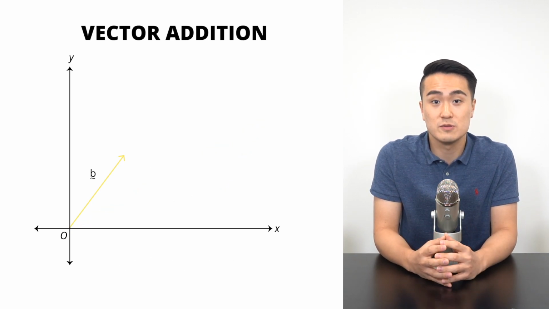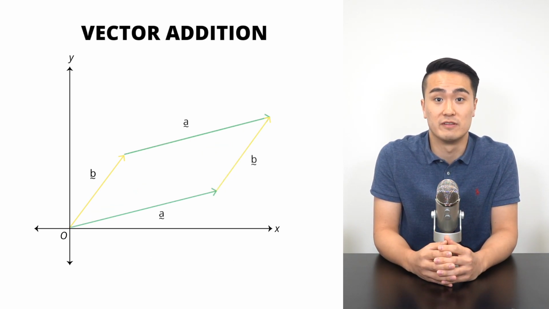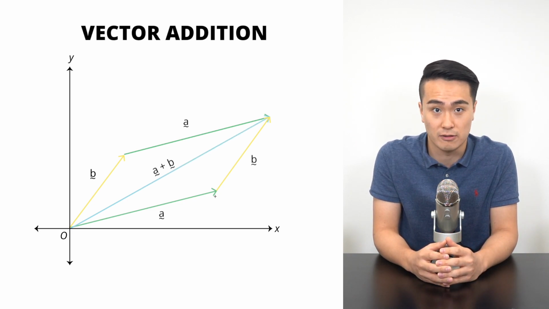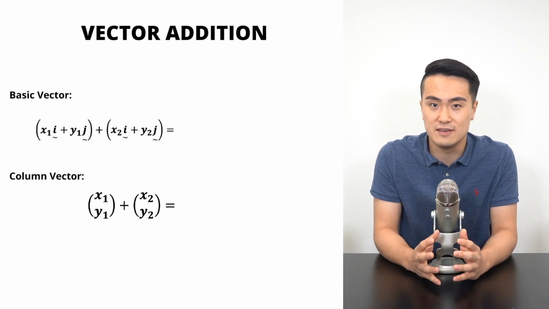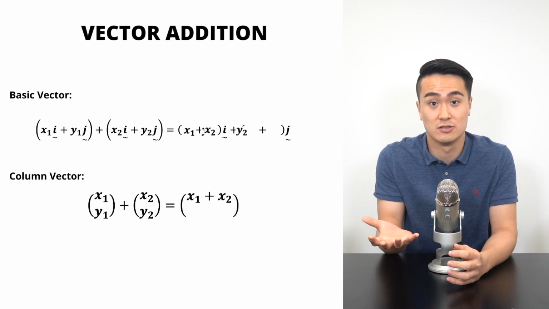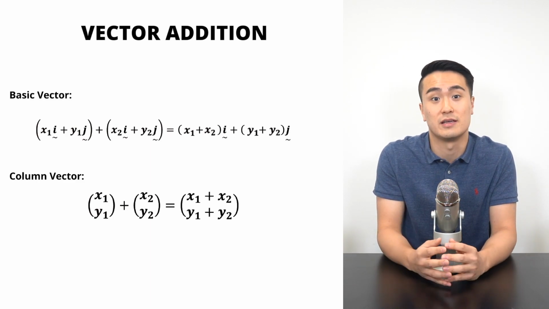Also, note that once we draw all the position and equivalent vectors, the addition vector represents the diagonal of the parallelogram that starts from the origin. Now, algebraically, it's even simpler. When we add two vectors together, we just add the horizontal and vertical components separately.